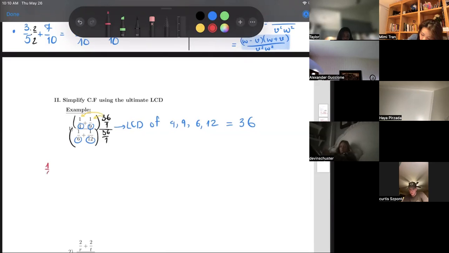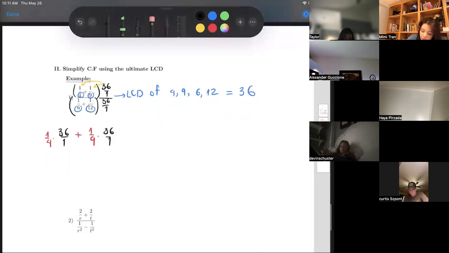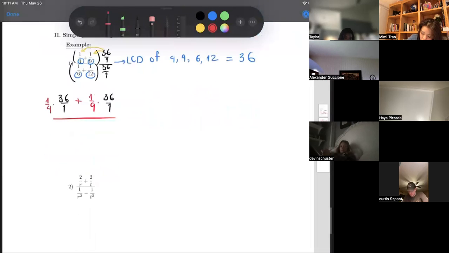So 1 over 4 times 36 over 1 plus 1 over 9 times 36 over 1. And I'm doing the same thing at the bottom. One over 6 times 36 over 1 plus 1 over 12 times 36 over 1.